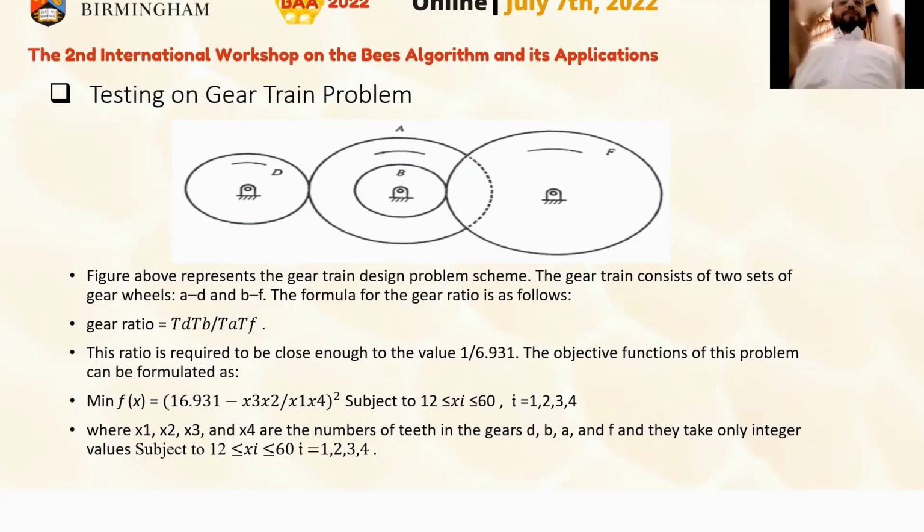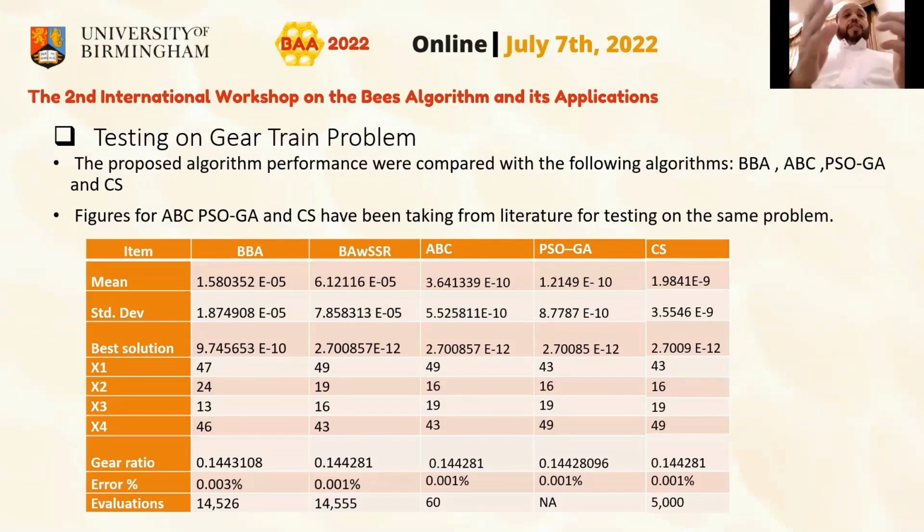These parameters, the numbers of teeth, take integer values, subject to 12 to 16. I mean, the number of teeth need to be between 12 and 16. This is stipulated by the inventor of this problem.